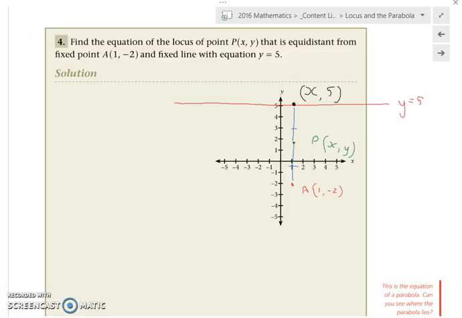That makes sense? But as this point moves on its locus, that is going to move because this has to move to stay equidistant from there to there. So point B is going to move so that PA and PB stay equidistant. Does that make sense? So X is going to change. X is variable. But the Y value of 5 is going to stay the same because that's what they gave us in the question. Cool?